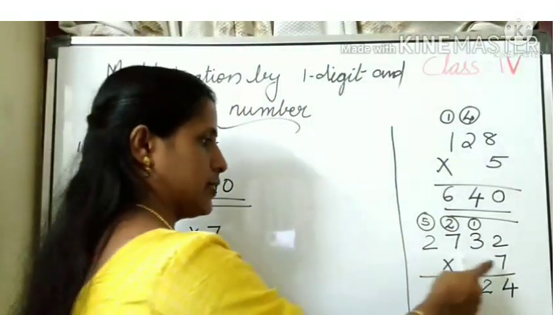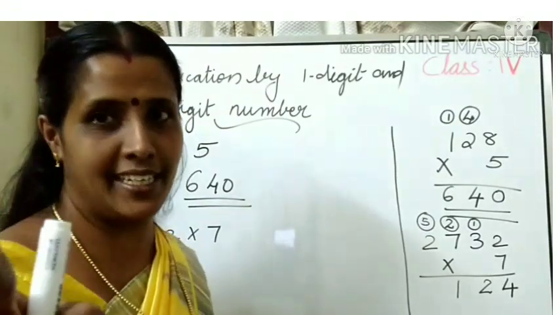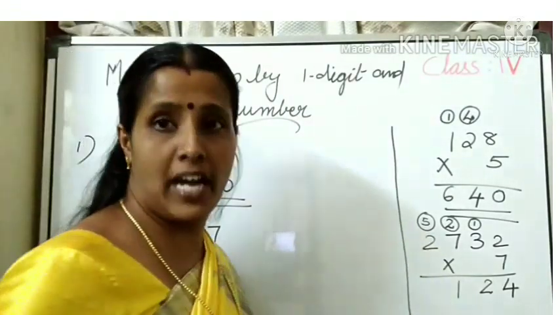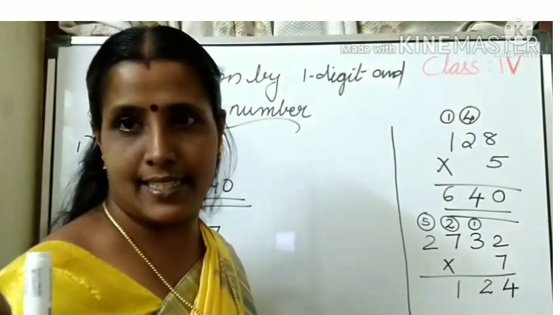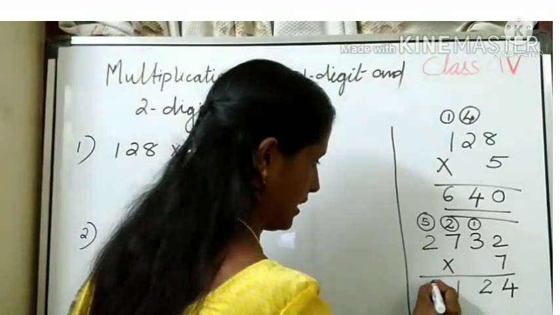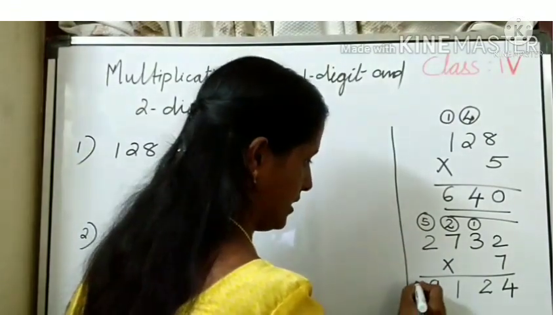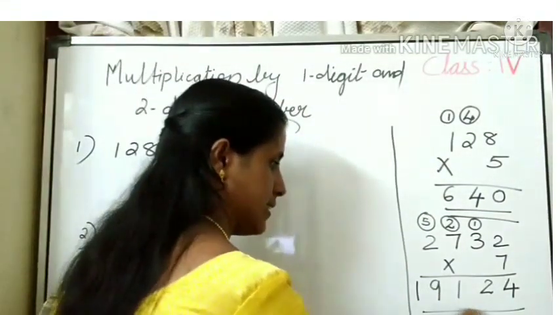Okay, next multiply 2 into 7. 2 sevens are? Yes, 14. 14 plus 5, what is the answer? Yes, say the answer. Yes, 19. So here 9 is written on the thousands place and 1 on the 10,000 place. Understand? So what is the answer here?